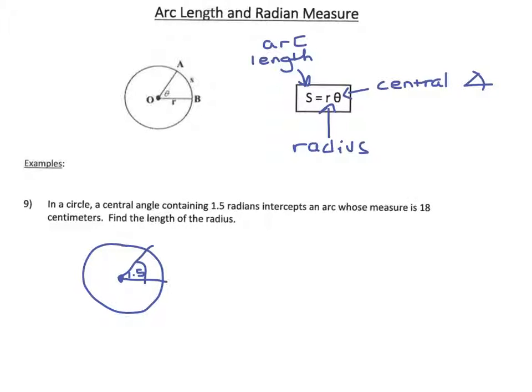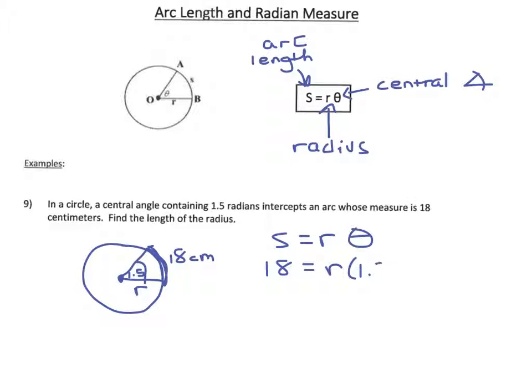Intercepts an arc whose measure is 18 centimeters. So it's saying this arc that it intercepts is 18 centimeters. Okay, they want us to find the length of the radius, so we're looking for r. Okay, so let's use our formula. S equals r theta. And if we plug in what we know, the S, we know the arc length is 18. We don't know the r, the radius is what we're looking for. And we know the central angle, right? They tell us it is 1.5 radians.